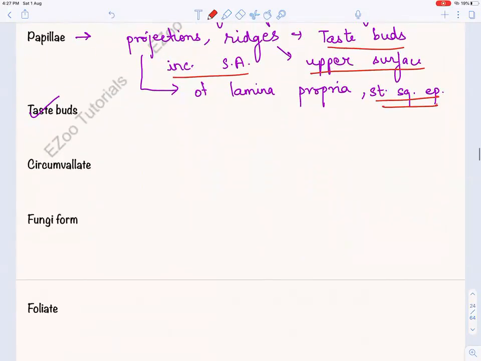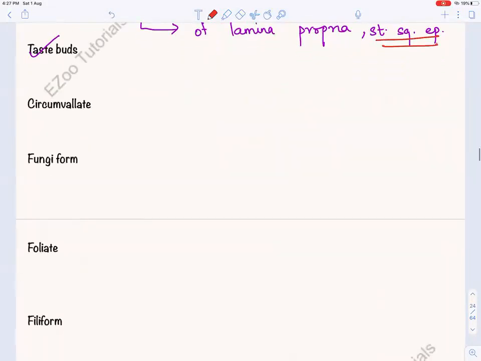So now let us do the taste buds. What are taste buds? From the word itself, it is understood what a taste bud is. It is helping in the taste. So basically, in these taste buds, we have to do the different types of taste buds. So we'll be doing circumvallate, fungiform, foliate, and filiform.